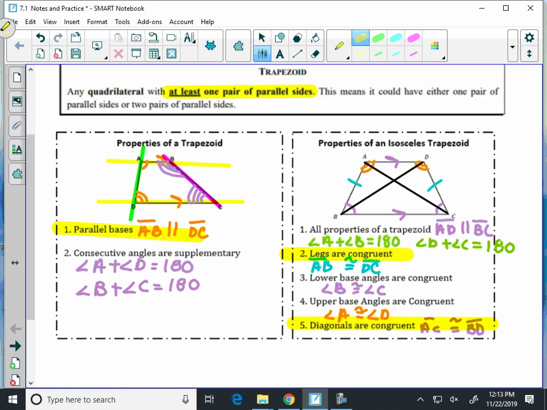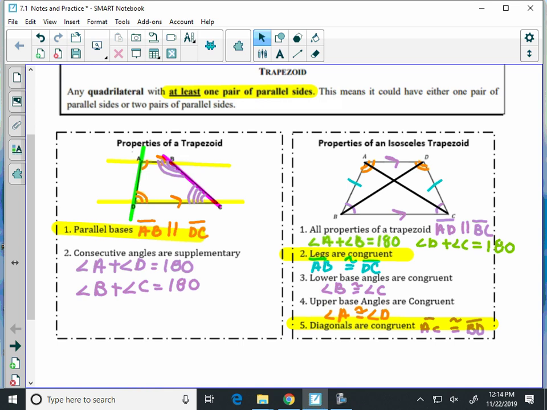Those are the things you want to take away. The other stuff's good to know. We're not going to focus on that as much this time, but we're going to really focus on what I just highlighted. Those are the important takeaways from trapezoids. Questions over that?